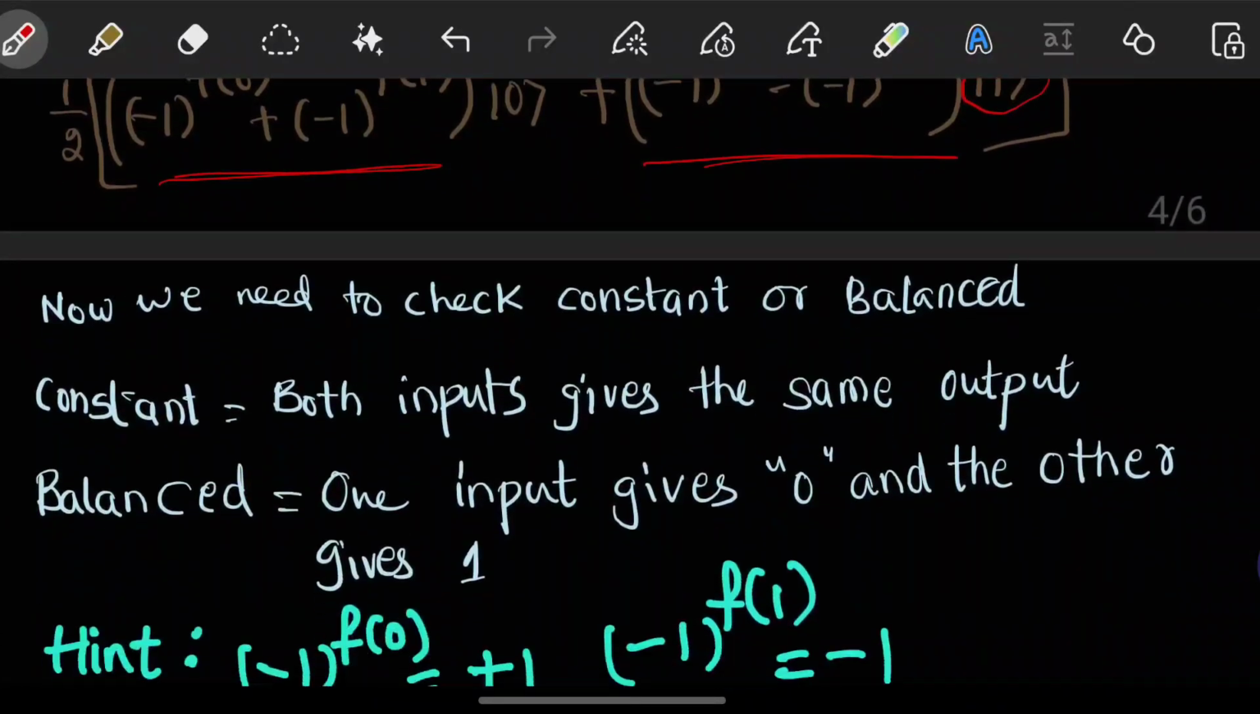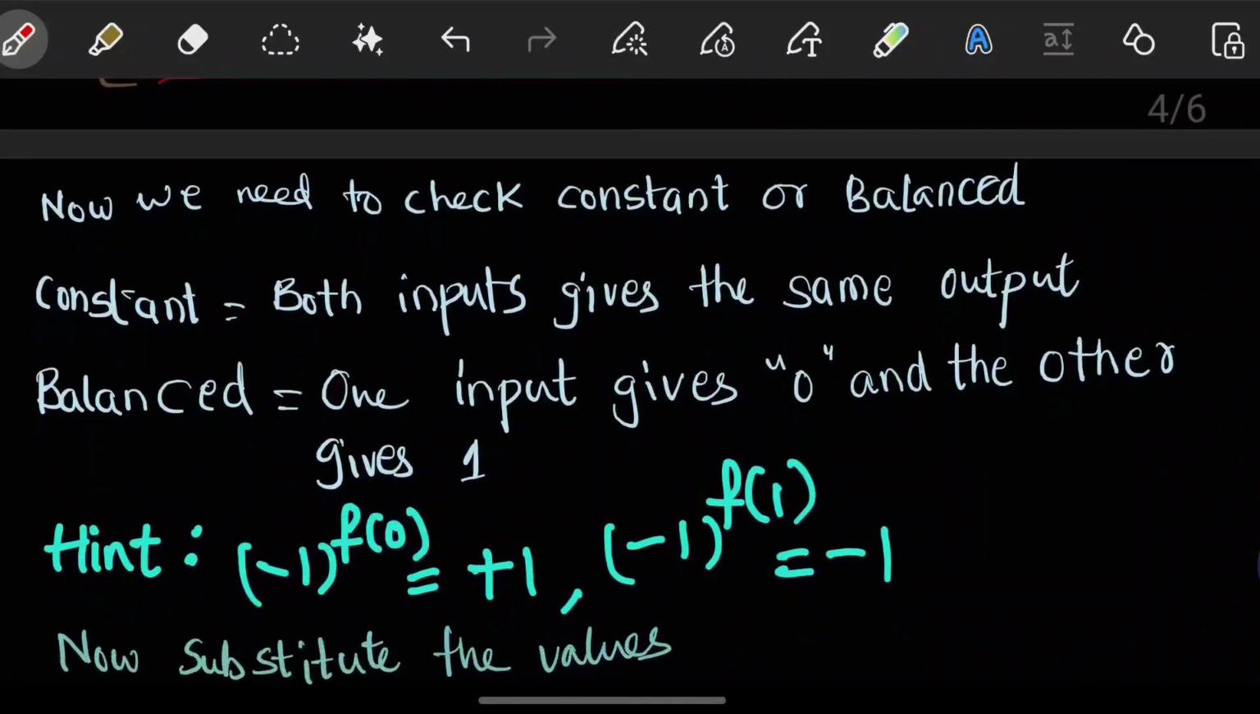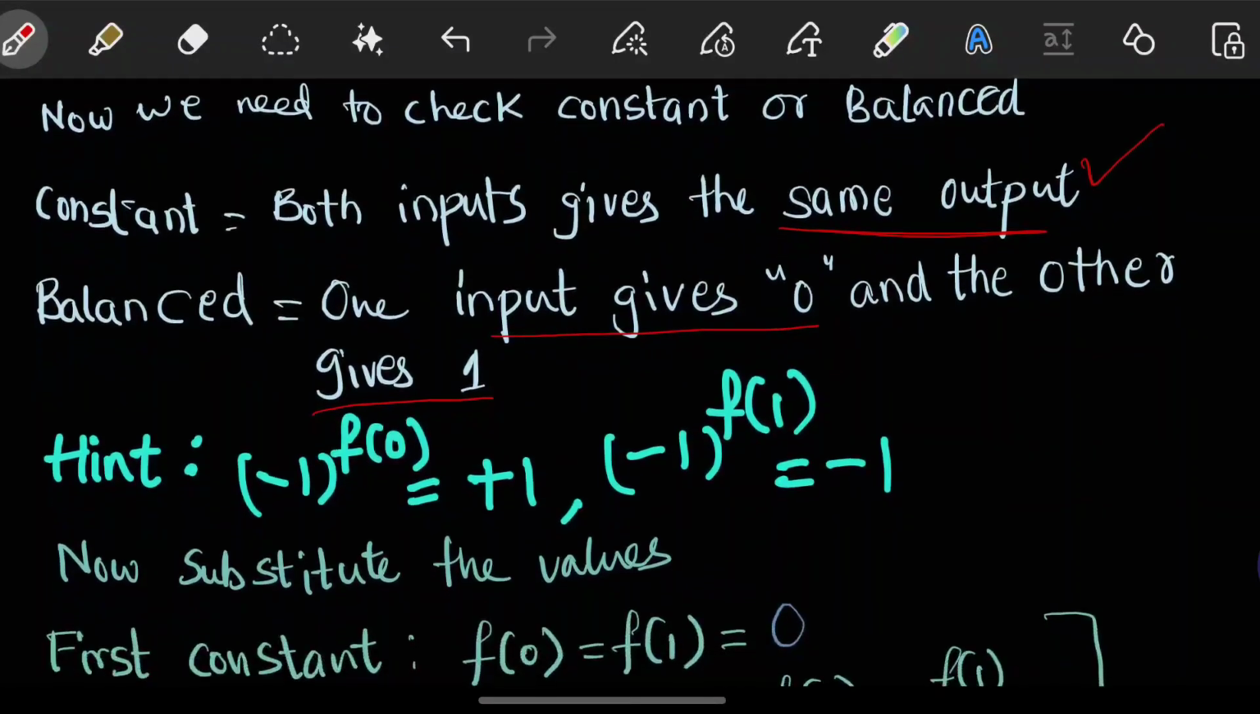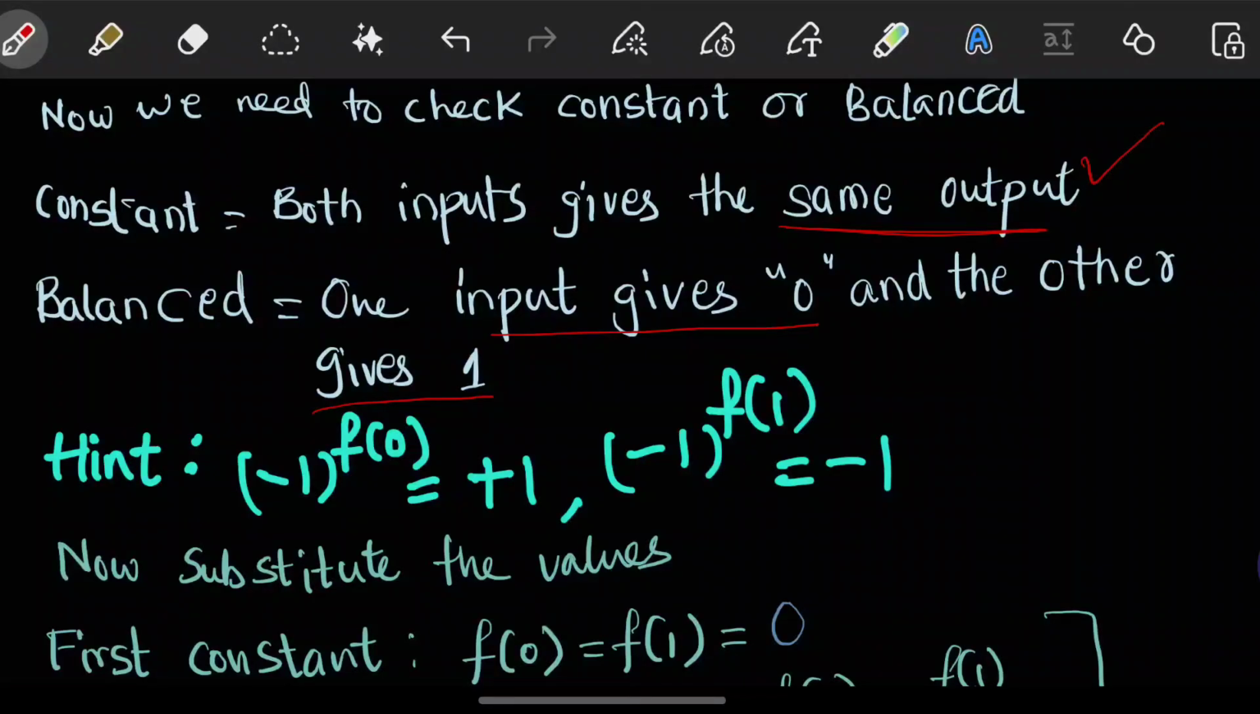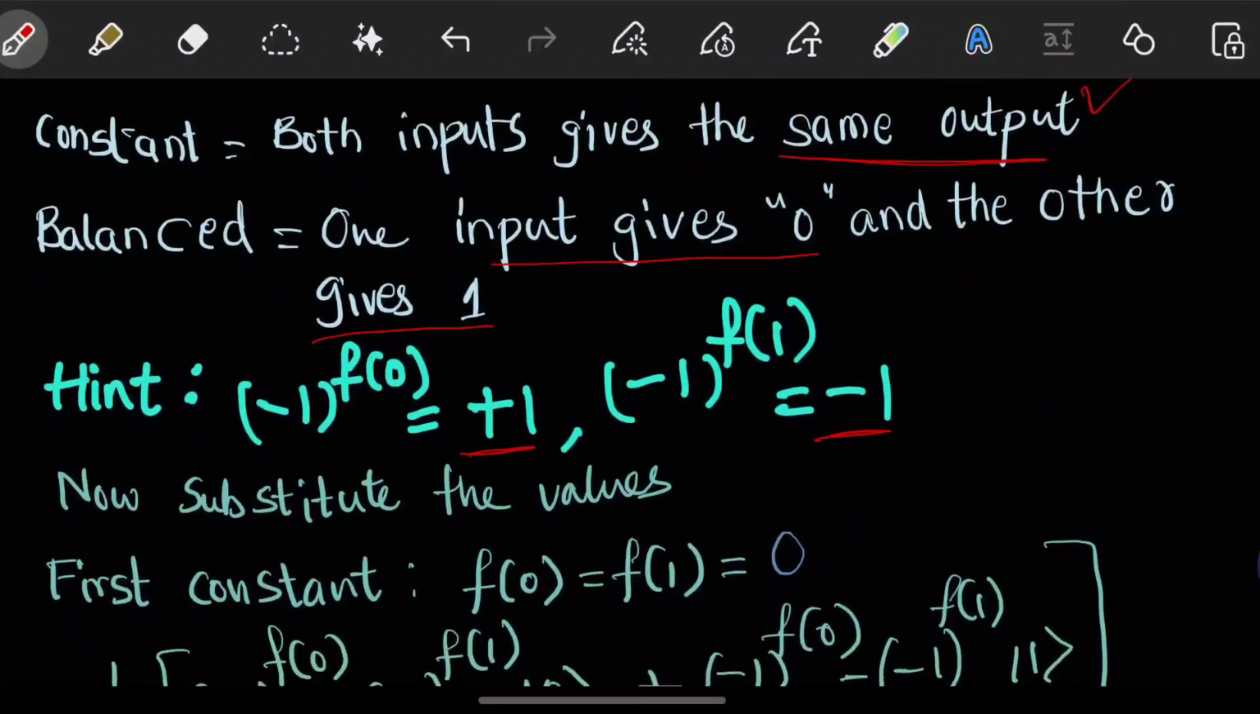Okay. Now we have finished. Now we need to check whether the function is constant or balanced. Constant is nothing but both inputs give the same output. In the balanced case, one input gives 0 and the other input gives 1. So let us check. Minus 1 to the f of 0 will be plus 1, minus 1 to the f of 1 will be minus 1. This you need to remember.